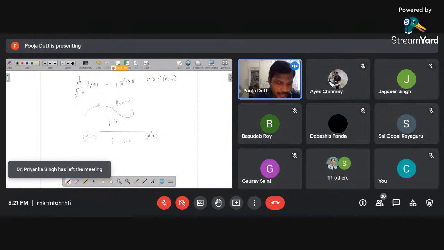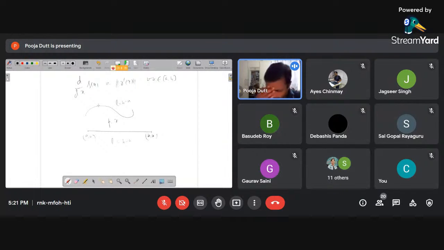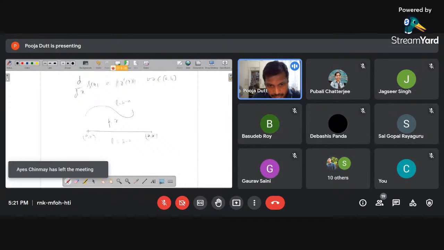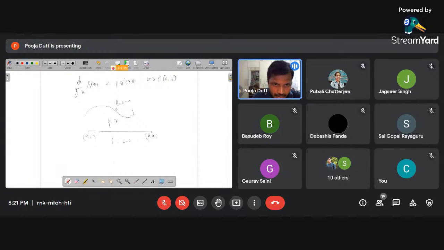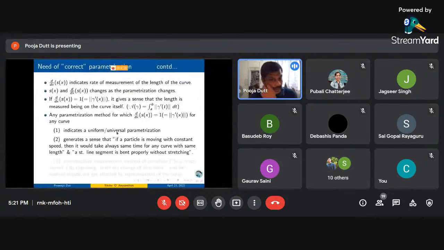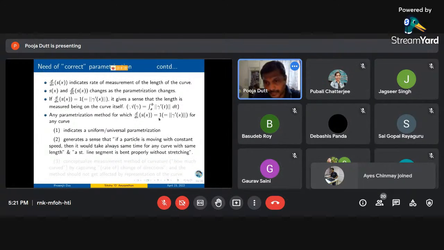That is related to curvature. Curvature will depend upon how the direction is changing, so the rate of change of the direction. If the particle is moving at constant speed in both places, how is the direction changing here compared to the most simple case? So we need a special parameterization for which this rate of change has to be constant. So what should be the special parameterization?